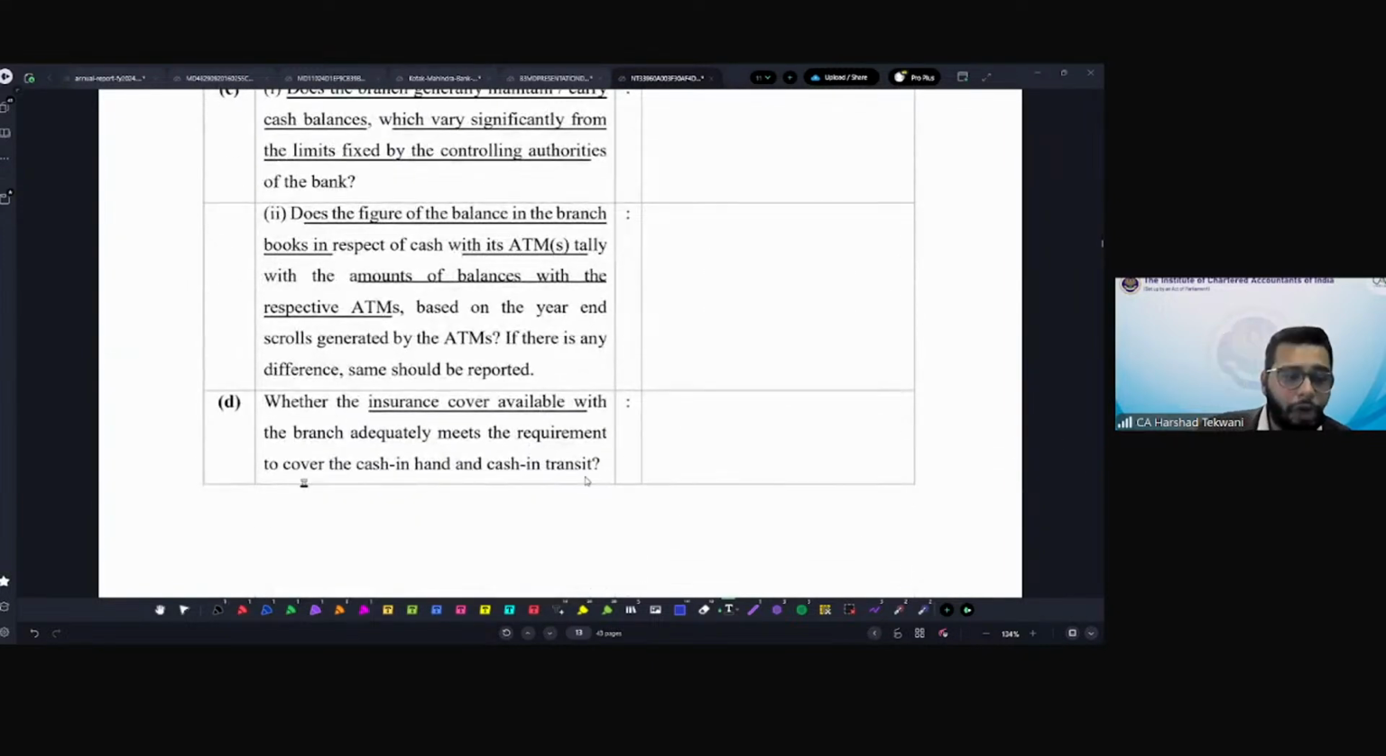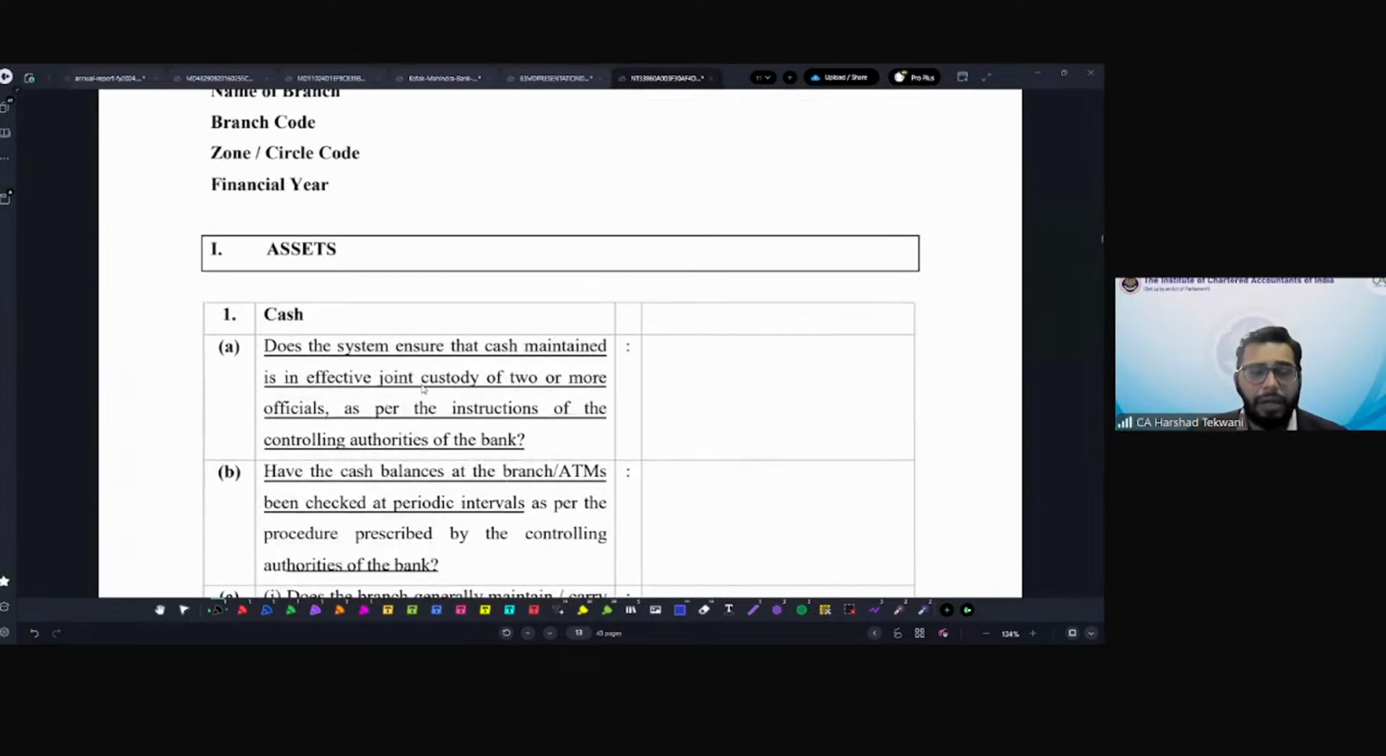Like here, you will obtain what cash insurance is obtained by the bank. For example, over here, ensure that the cash is maintained in effective joint custody of 2 or more officials. So we'll ask, tell me who are those 2 officials? Who have the joint custody, and whether they were present all the time or not.